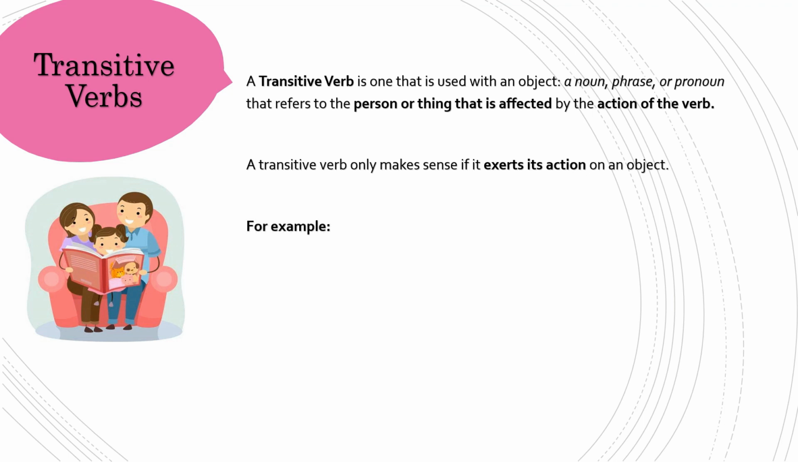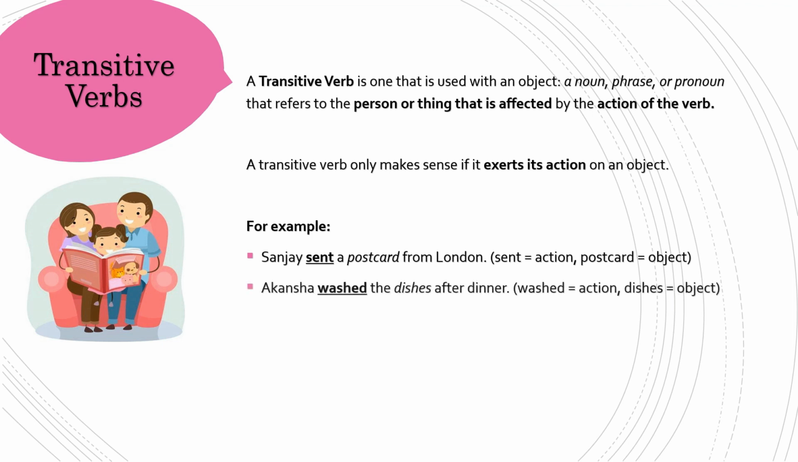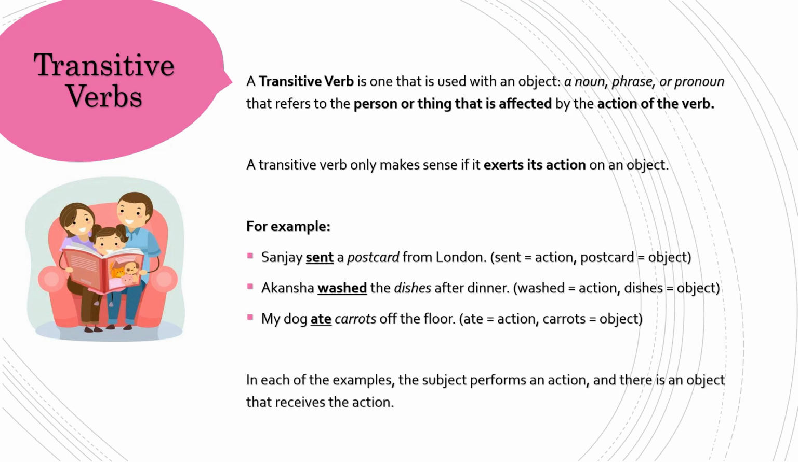For example, Sanjay sent a postcard from London. Send is the action, postcard is the object. Akansha washed the dishes after dinner. Washed is the action, dishes is the object. My dog ate carrots off the floor. Ate is the action, carrots is the object. In each of the examples, the subject performs an action, and there is an object that receives the action.